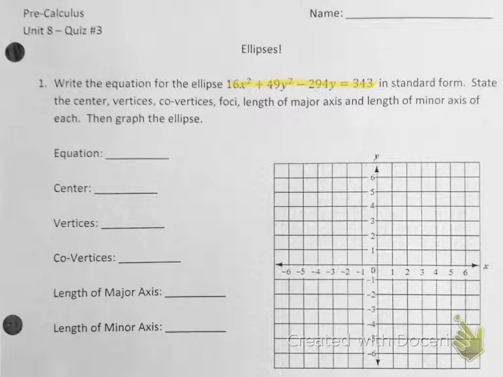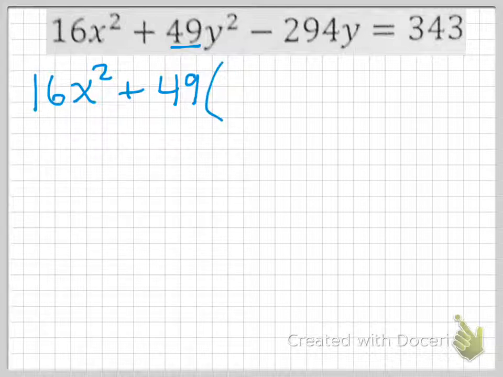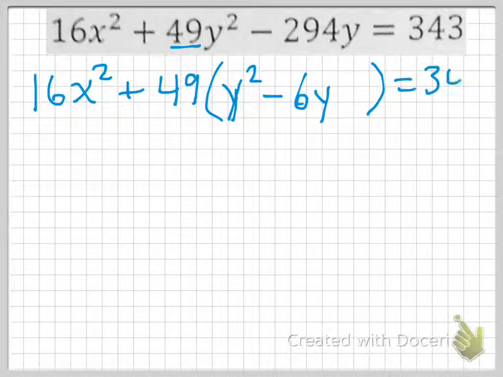So the first thing we need to do is take that equation and put it in standard form. Alright, so we've got one x term, we've got two y terms, and then we've got our constant on the right, so we're going to need to complete the square for the y term. So I'm going to bring down our x term, and then I'm going to go ahead and factor out that 49 from both of our y terms. So we're going to have y squared minus 6y, leave a little bit of space, and then bring down the 343.